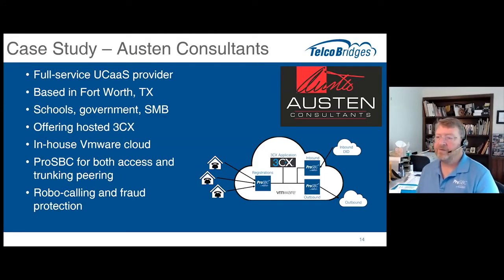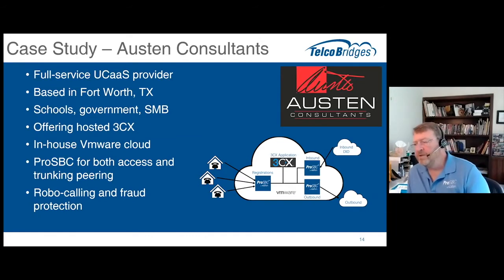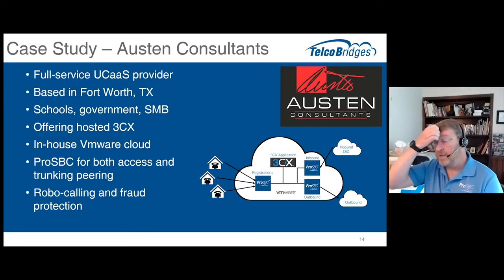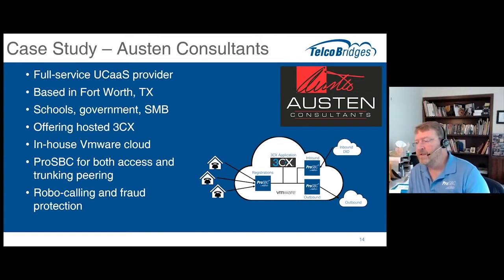They've been offering services to schools and governments and small medium businesses in the South based off a hosted 3CX and using their architecture shown here to the right, which is where they have the remote users' IP phones with a 3CX application, but they also use some of the previous use cases I showed with their inbound and outbound trunking, using separate instances of ProSBC to manage their inbound traffic and another one to manage their outbound traffic. And this is all housed in their in-house VMware cloud that they've built for themselves.